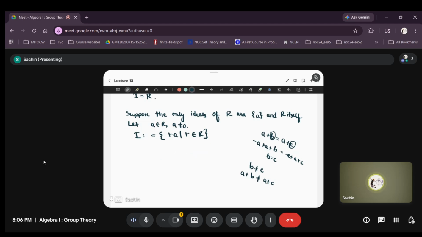For example, if you had Z4, 0, 1, 2, 3, you added 2 to each element. 2 plus 0 is 2, 2 plus 1 is 3, 2 plus 2 is 4, but modulo 4 it is 0. 2 plus 3 is 5, but modulo 4 it is 1. So you get 2, 3, 0, 1. It's rearranged, that's all. But the elements are the same.